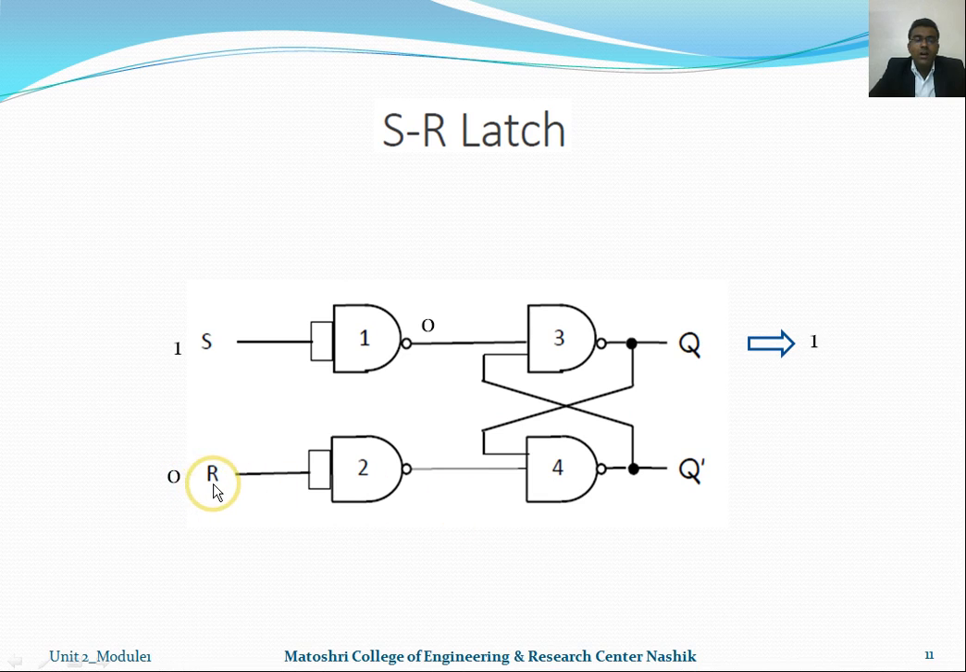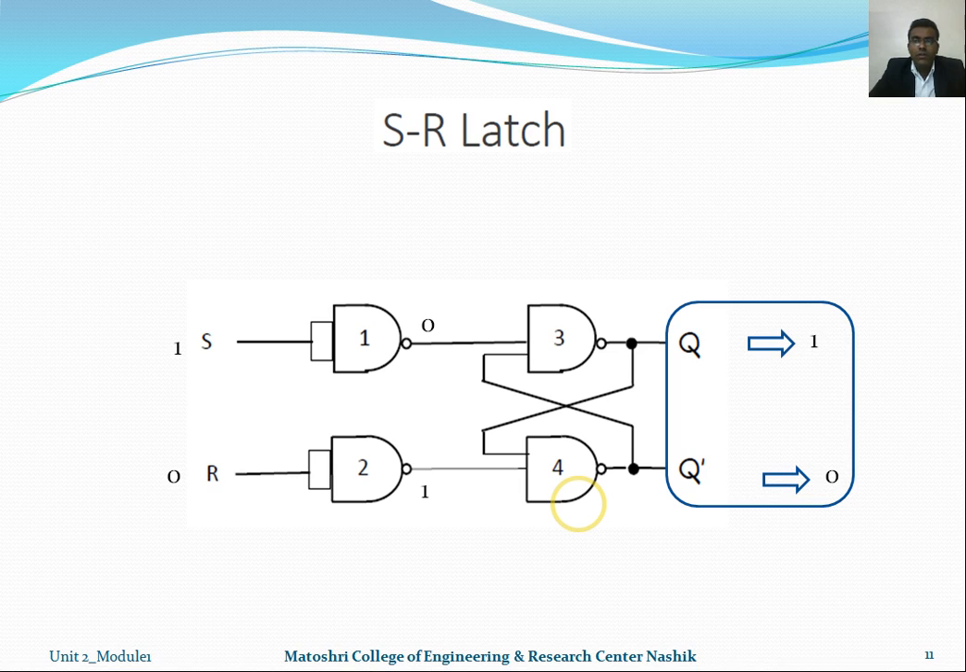Now R is 0, so the second NAND gate generates the output 1. So the fourth NAND gate inputs are now 1 and 1, so Q complement is generated as 0. And this condition, when the output Q is equal to 1 and Q complement is equal to 0, we call the set output condition.